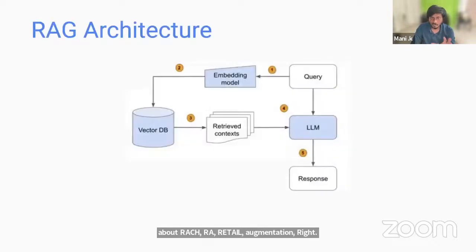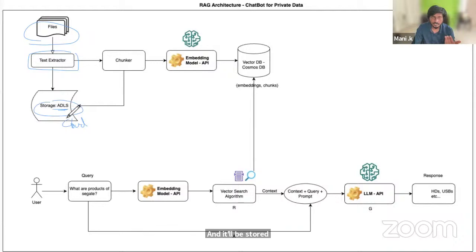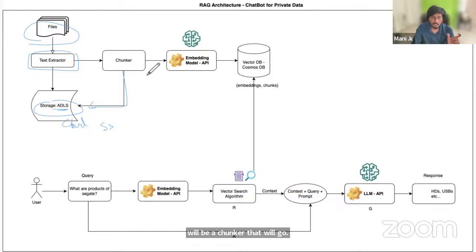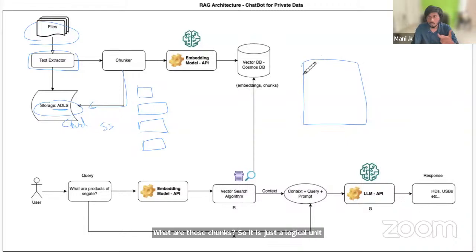So this is a high level architecture. In the interest of time, I will quickly go to the deeper level architecture. In the initial part, we have this indexing phase where all of the files or all of the books about your company or about the university will be taken, and all of the text will be extracted and stored in cloud storage. This is ADLS, Azure Data Lake Storage. You can put it in AWS S3 buckets, anything is fine. Then a chunker will go and divide the entire data into small chunks. What are these chunks? It is just a logical unit representation of text. Imagine you have a book. A book is made up of many pages, pages are made up of paragraphs, and paragraphs are made up of sentences.